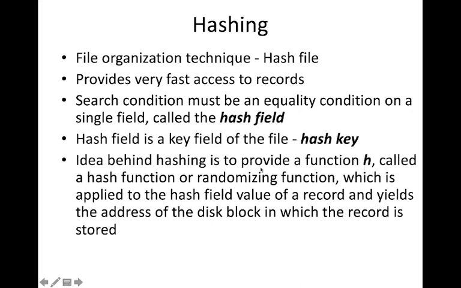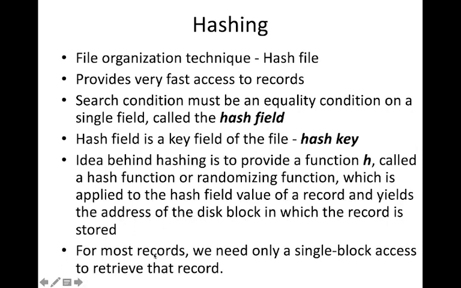So the basic idea behind hashing is to provide a function h. We call it the hash function or randomizing function, which is applied to the hash field value of a record and yields the address of the disk block in which the record is stored. We simply apply the hash field value to that function and you will get some value, and that value will be the address of the disk block. So for most records we need only a single block access to retrieve the record. That's the advantage of hashing. We need only a single block access, but in certain cases we may require more, we'll see those cases later.